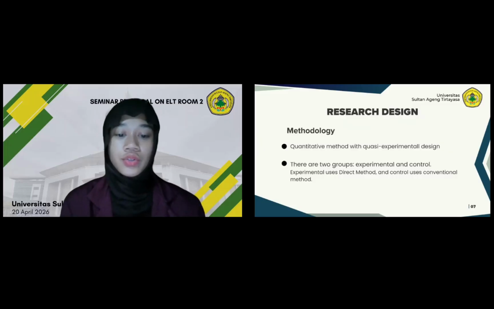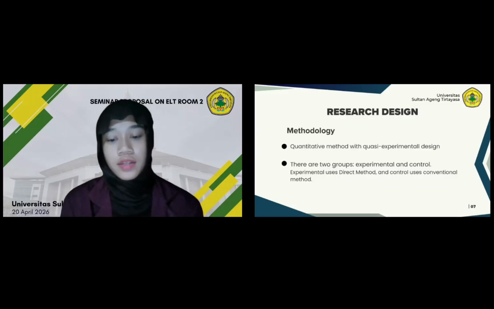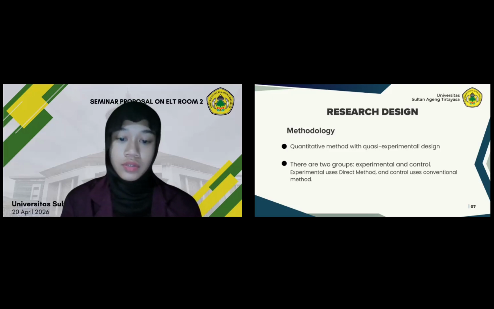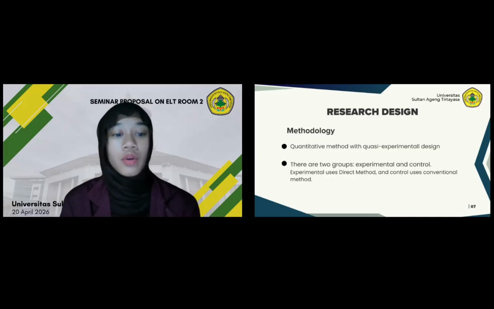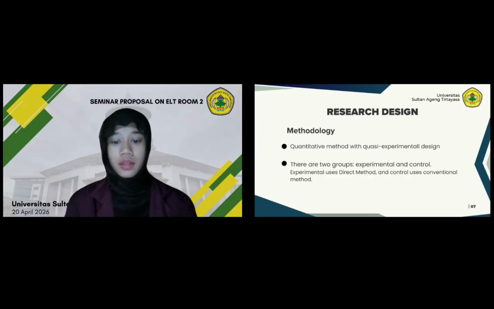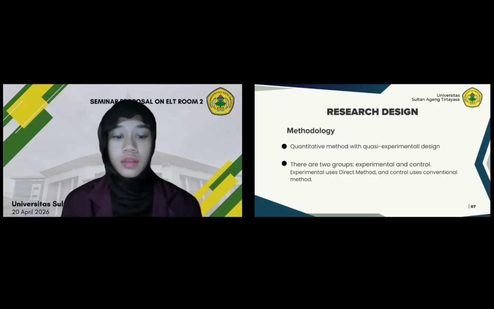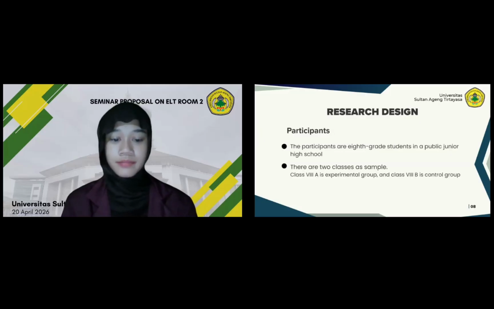This research used a quantitative method with a quasi-experimental design. I use this design because I want to measure the result clearly using numbers. There are two groups in this research, which are experimental group and control group. The experimental group uses the direct method, while the control group uses the conventional method. Then the results from both groups will be compared to see the difference.